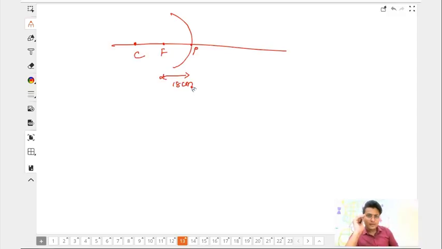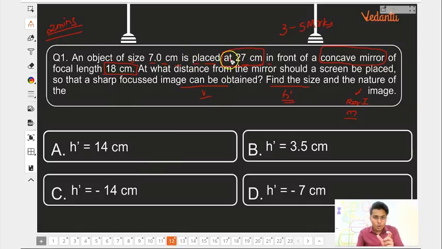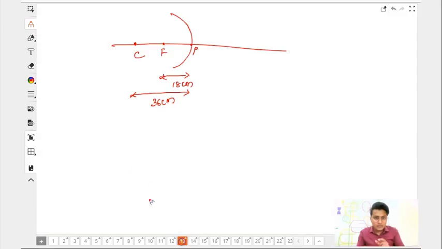Exactly correct. You know it must be the double. So 18 ka double, 36. So that means the center of curvature is here, 36 centimeter. Exactly. So that means the object which is at 27 centimeter is in between focus and center of curvature. Correct, 27 centimeter object distance. Let us assume u is equal to negative 27 centimeter.